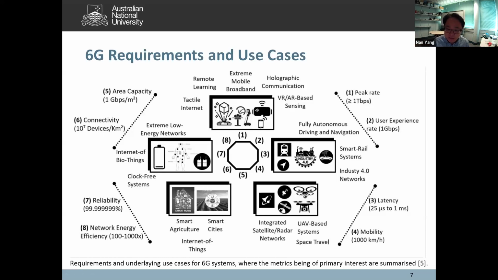And by achieving these key performance indicators, 6G would help us realize some very promising applications. For example, if we have a very high peak rate, we can realize extreme mobile broadband, and this will help us bring holographic communications, VR and AR-based sensing, remote learning, and tactile internet. So these applications will be realized by 6G. Based on all this information, I may have spent a bit more time on that, but I would like to say 6G is something we really want to put our research efforts into from now on, because we want to build something which can be used 10 years later.